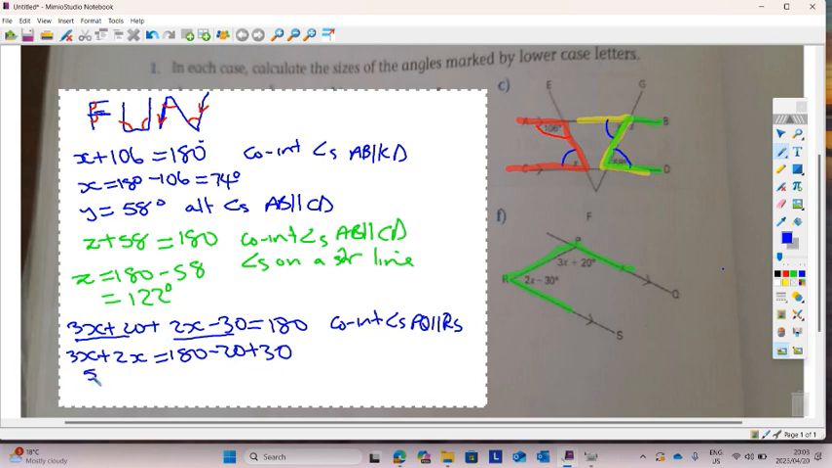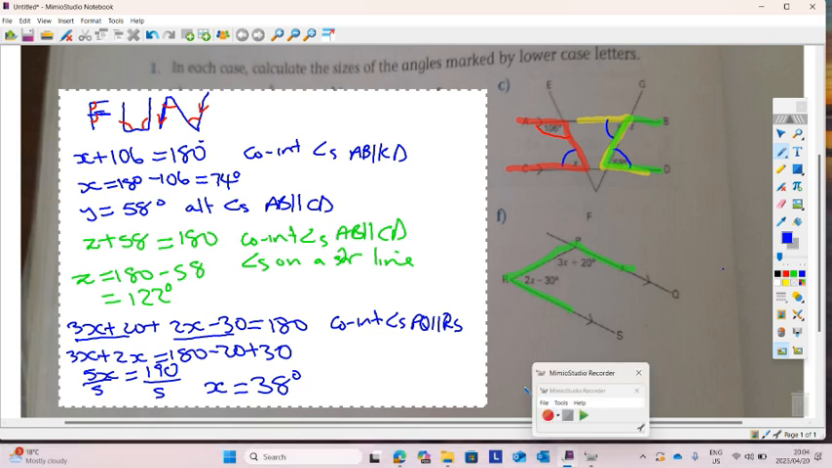So this is 5x is equal to 180 minus 20 is 160 plus 30 is 190, and then divide by 5. Your x would be equal to 38 degrees. That's how we deal with this question. Remember, practice makes perfect.